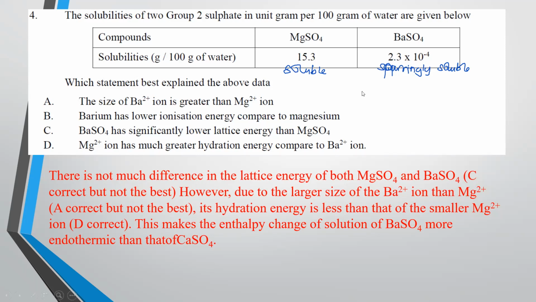So in here, we say that the enthalpy change of solution is equal to the enthalpy change of hydration minus lattice energy. So it is because of the hydration, which is so much higher. So that is why the magnesium is more soluble than that of the barium in here. Okay, so the best answer in here is D. Okay, so that is how we are going to describe question number 4.